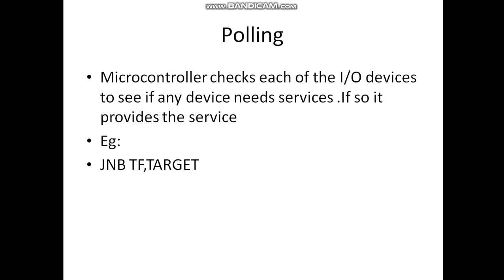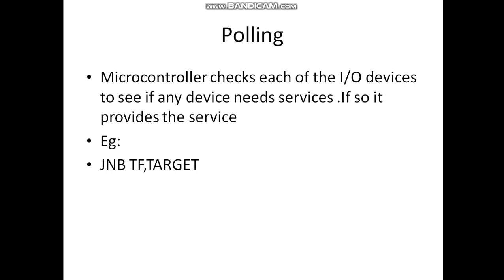There is no way that any device can be missed out. So it continuously monitors each and every device. If the device needs service, then it provides service. Then it will continue monitoring the next device. This is how polling is done.